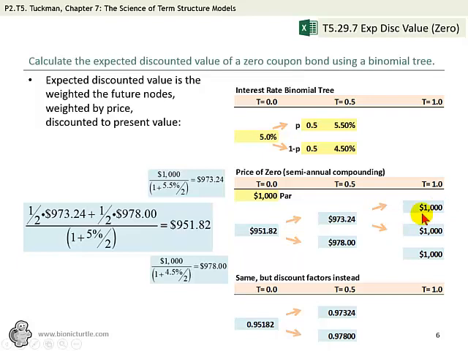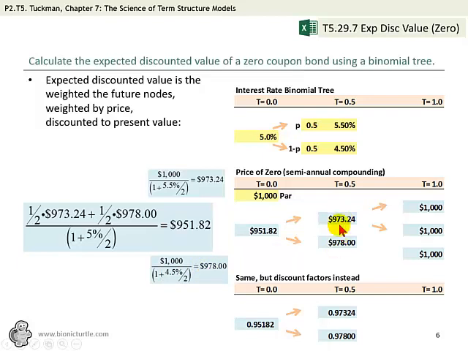So we're taking $1,000, discounting at 5.5% with semi-annual frequency to get the 973.24. So that's really the discounted portion. You've seen this before, just basic discounting. Same thing for the 978, so we're also discounting 1,000 here because the weighting doesn't matter. But in this case, we're discounting with that 4.5% here. And so notice we're going to get a higher price here.